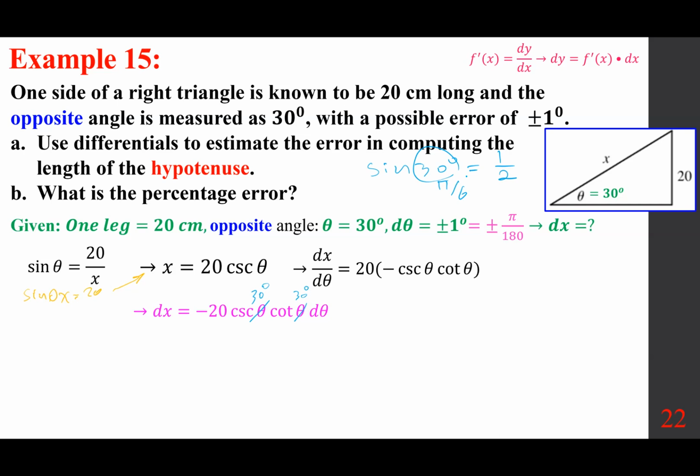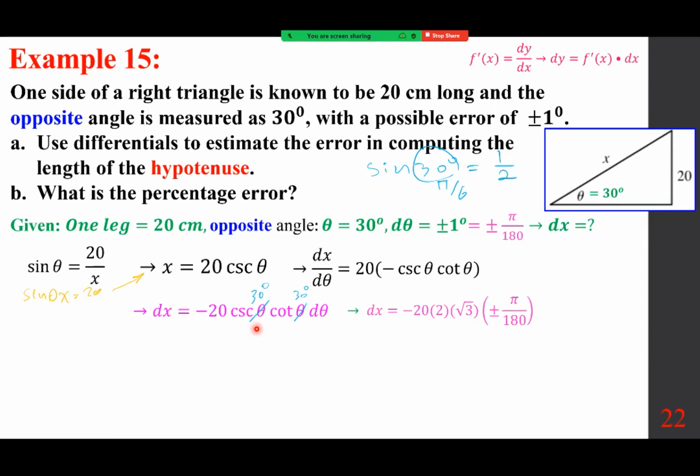And then the dθ is plus or minus 1 degree, or pi over 180. Plus or minus pi over 180. So again, I want to make sure we understand. This is 30 degrees or pi over 6. Cosecant, we know sine is 1/2, and cosecant, the reciprocal of that, is 2. Cotangent is square root of 3.